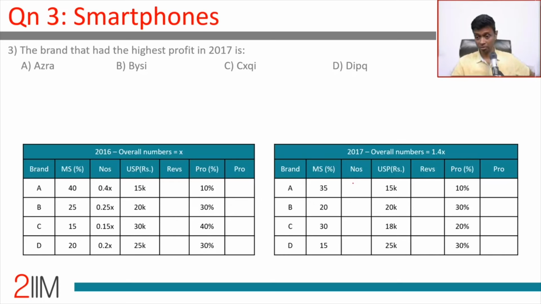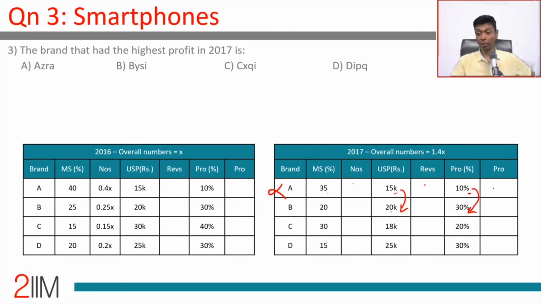find this, then this, then this. Fine. So this is 0.35 into 1.4 into 15K into 10%. And so it's a fairly involved calculation to find this. But let's see if something is higher. So we're doing 35 into 1.4 into 15 into 10%. And so here the profitability is 3 times. This is higher priced. This is only less than half. This is still more than half. So it is not A.